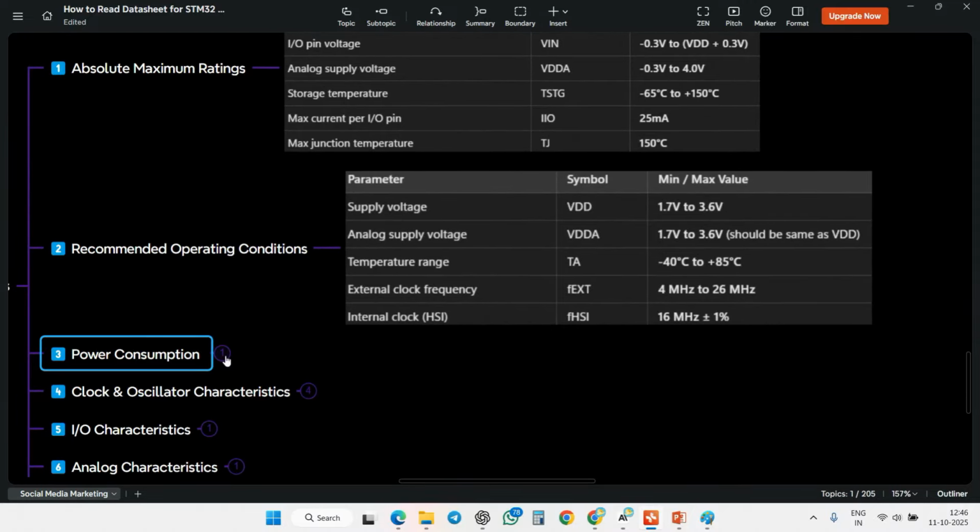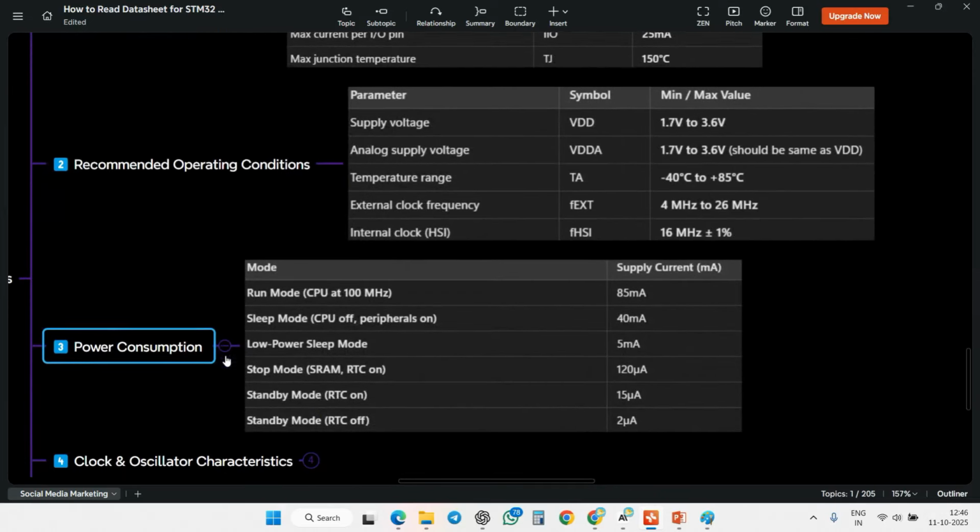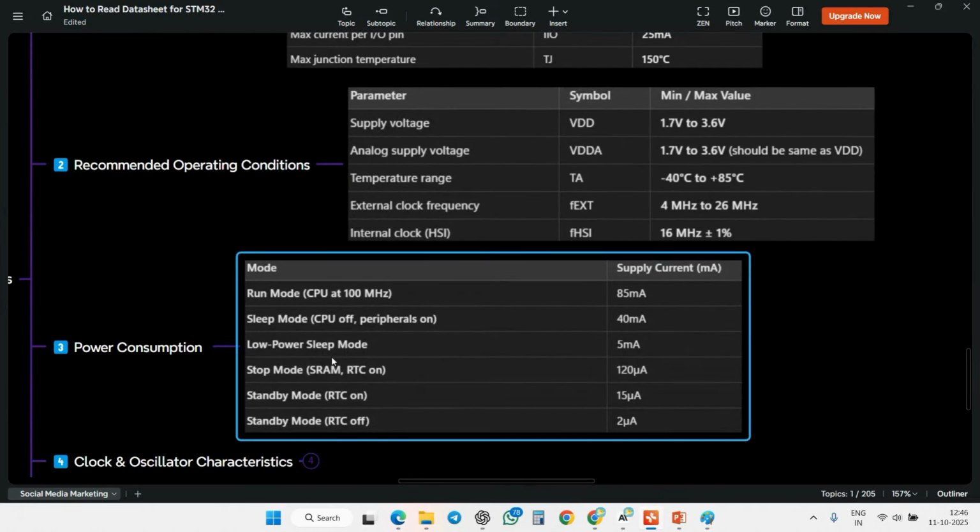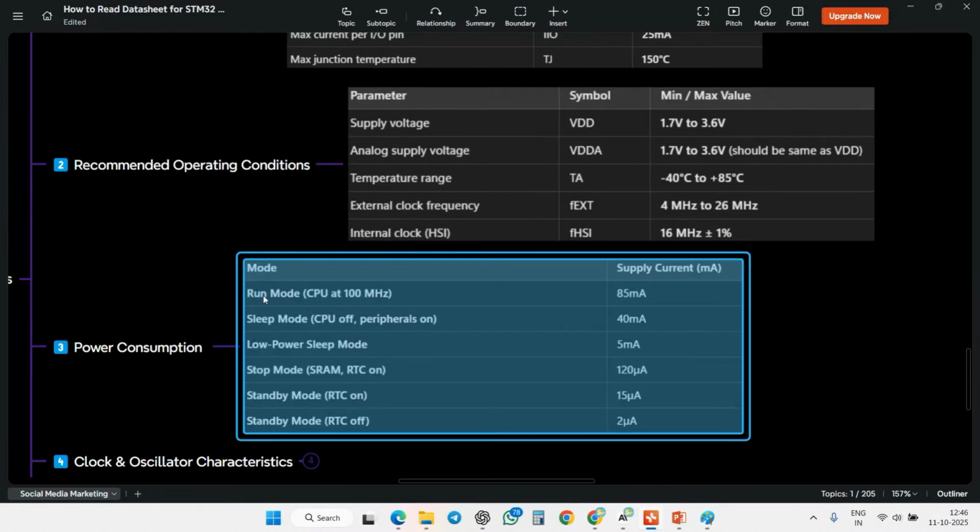And then power consumption. What is the meaning of power consumption? Yes, we already discussed this. When your CPU is completely working at the range of 100 megahertz, because it is working intensively, it takes a lot of current. In sleep mode, with other peripherals on, like flash, it takes just 40 milliamps. In low power sleep mode, it is 5 milliamps.